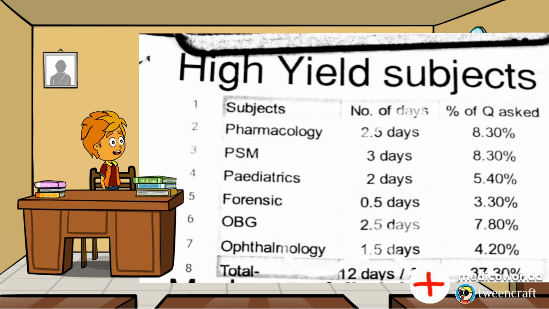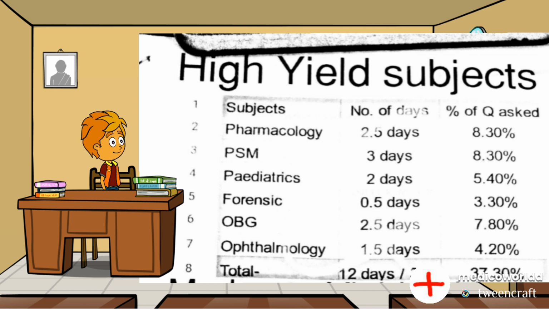Now in the OBS GYNAE subject, 2.5 days are enough for the revision, and number of questions asked from OBS GYNAE are 7.8%. Now from ophthalmology, you can give 1.5 days for the revision, and 4.2% of questions are asked from the ophthalmology subject. These all are the high yield subjects.